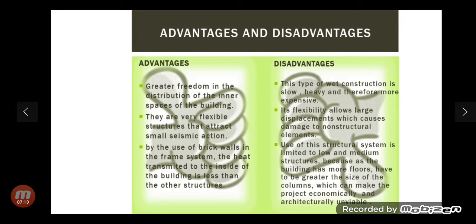Now, coming to disadvantages, this type of wet construction is slow, heavy, and therefore more expensive. Its flexibility allows large displacements, which cause damage to non-structural elements. Use of this structural system is limited to low and medium structures because as the building has more floors, the size of the column has to be greater, which can make the project economically and architecturally unviable.